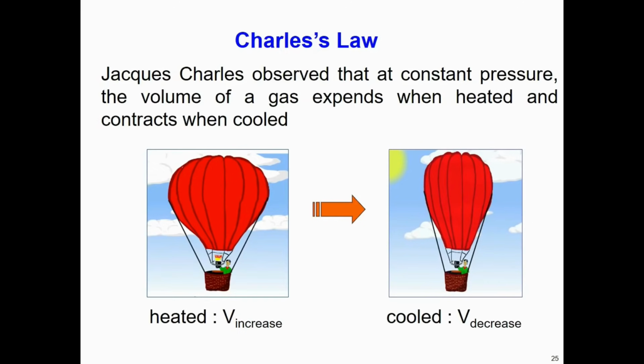Now we'll continue with Charles' law. So Jacques Charles observed that at constant pressure, the volume of a gas expands when heated and contracts when cooled. When the hot air balloon is flying high up in the sky, the gas inside the balloon is actually heated using the flame. But if the balloon is going to land, the air inside the balloon is cooled down so that the volume of the gas inside the balloon will decrease.